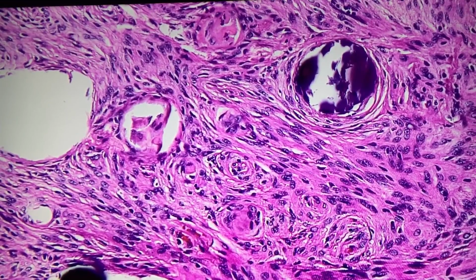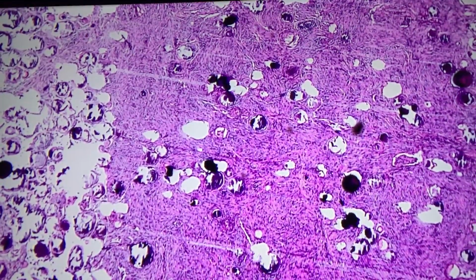But the psammoma bodies are really a great clue. And actually, if you step back, you just see how many there are in this. This is just like a classic psammomatous meningioma. Everybody okay with that? All right, next case.